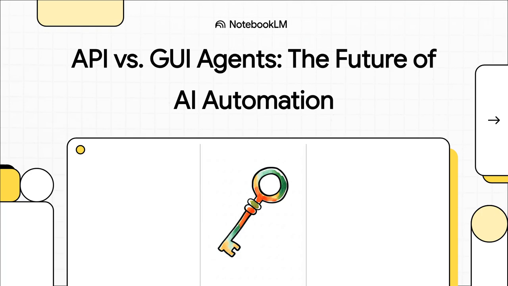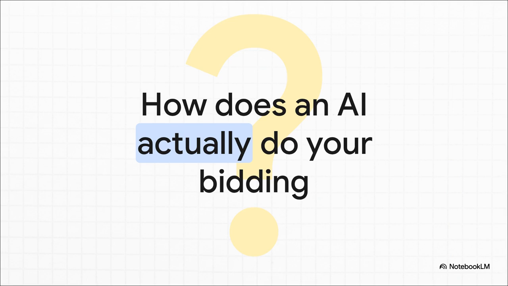Welcome to the Explainer. You know when you ask an AI to do something on your computer, there's this kind of hidden battle going on. It's a choice between two totally different styles. Act like a person, visually clicking through an app, or act like a programmer, sending secret commands behind the curtain. Today, we're diving deep into these two methods because honestly, how this all shakes out is going to define the future of AI automation. So, have you ever really thought about it?